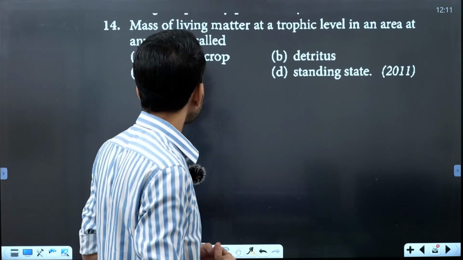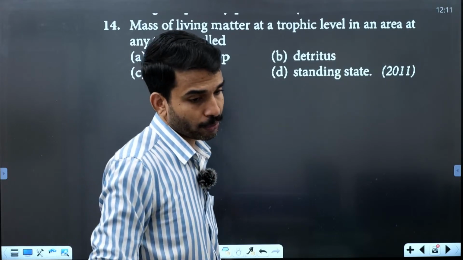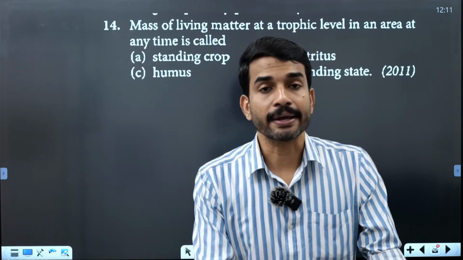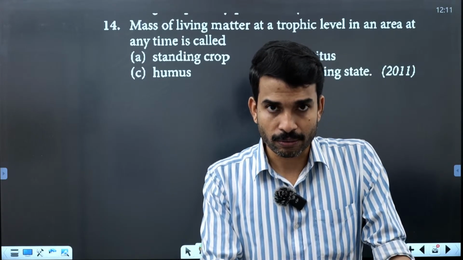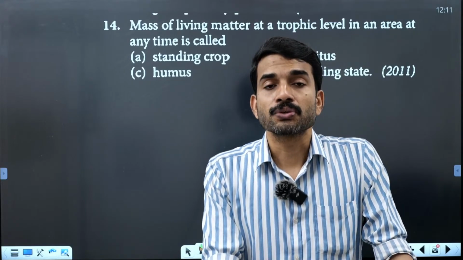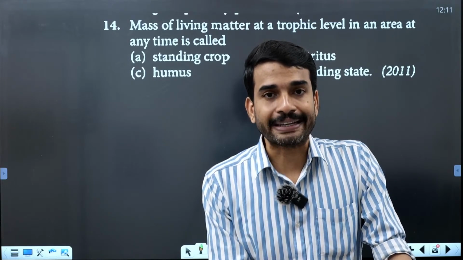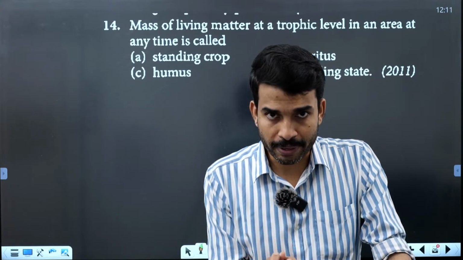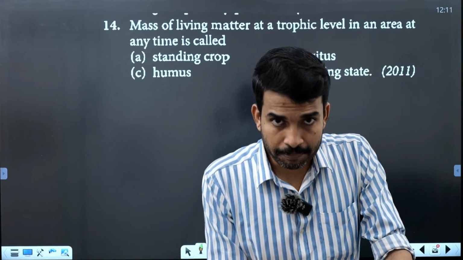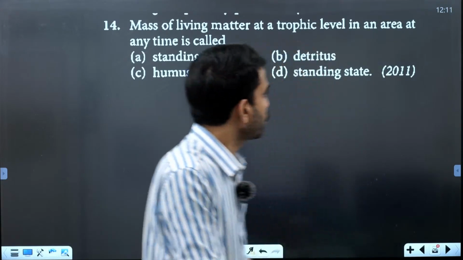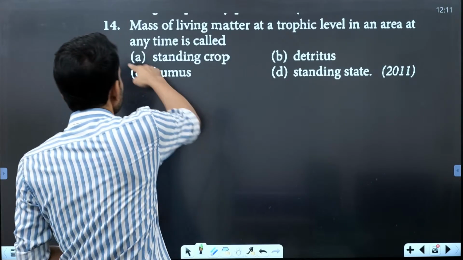Okay, your guess is right. We'll call it standing crop. Already said, a similar question we have covered. So this is what we call the amount of living matter or organic matter present in a particular trophic level during a particular time period in a particular area. That is what we call standing crop. So we'll go with option A.